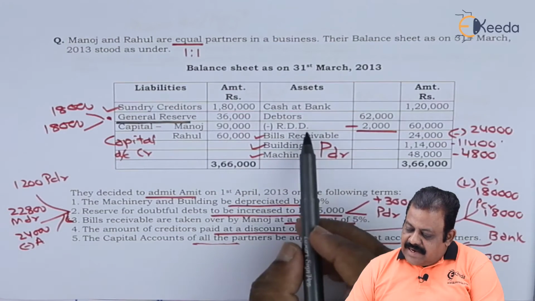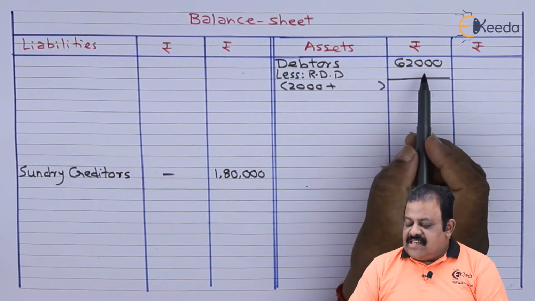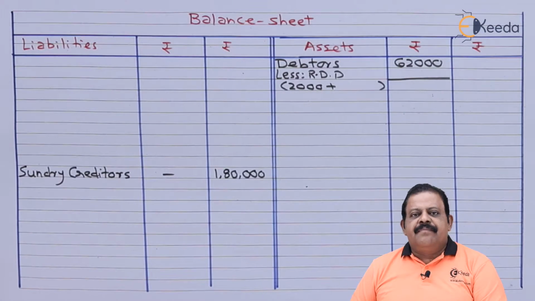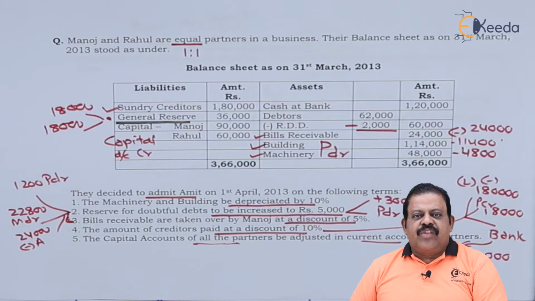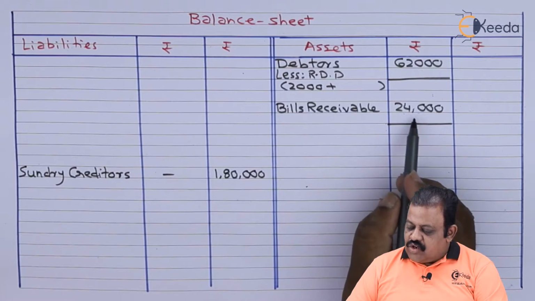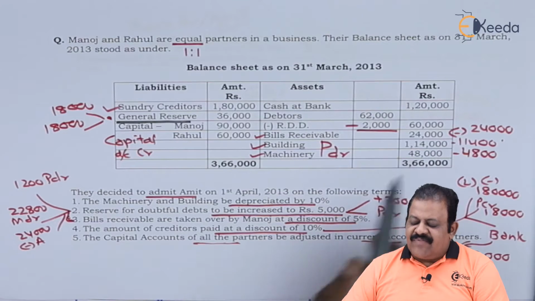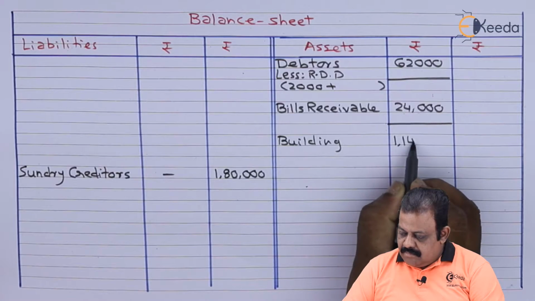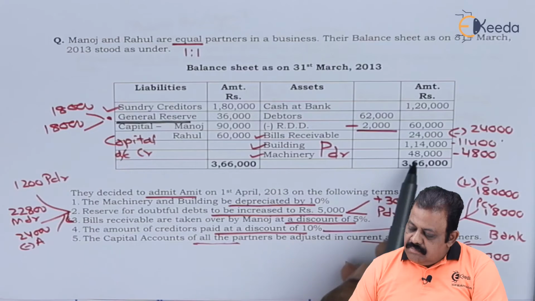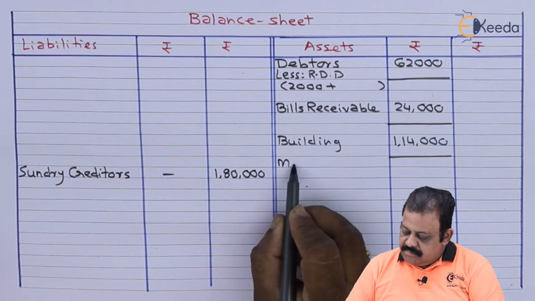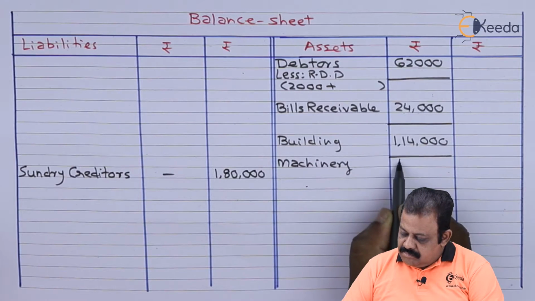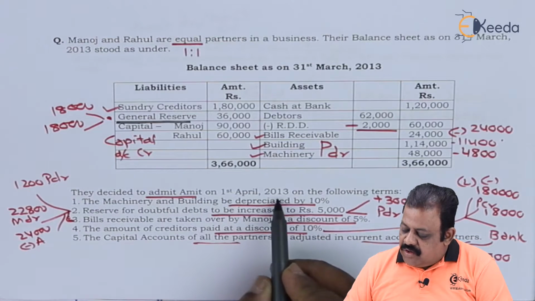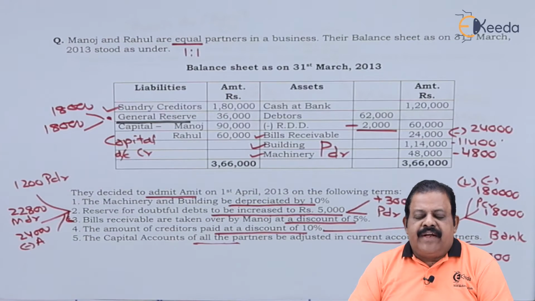Debtors, there is an adjustment. Debtors 62,000. There is an adjustment of RDD. Bills receivable 24,000. Asset side, bills receivable 24,000. Building 1,14,000. Machinery 48,000. They decided to admit Amit on 1st April 2013 on the following terms.